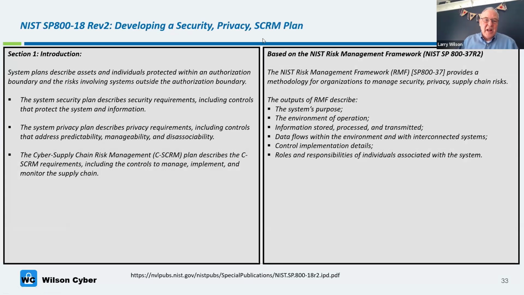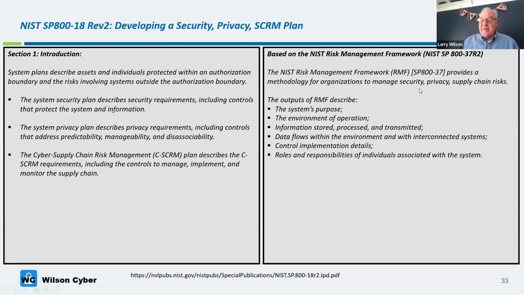So now let's talk about developing a security, privacy, supply chain risk management plan. This is a document that was published last June of 2025, NIST 800-18 Rev 2, which really has a good detailed description of how to develop a security, privacy, supply chain risk management plan, because we want to look at all three. And we want one document that really tells us how to do all three. So the system security plan describes the security requirements involving the systems outside the authorization boundary, including the controls that protect the system and information. We want the system privacy plan describes the privacy requirements, controls that address predictability, manageability, dissociability. And then the supply chain risk management plan, which is third-party risk, describes the requirements, including controls to manage, implement, and monitor the supply chain.